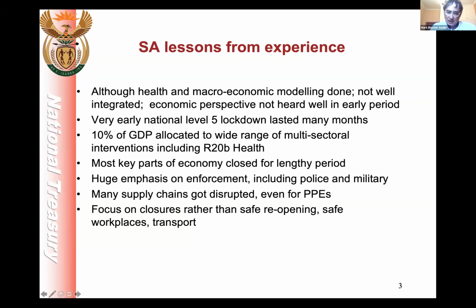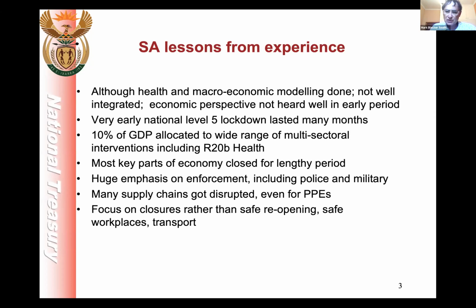So in South Africa, although both health modeling and macro modeling was done, they were not very well integrated initially. And the economic perspective particularly was not heard very well in the early period. And there was a lot of panic around the early days of COVID, and it led to a very early, very severe national lockdown at stage 5, which involved basically stay-at-home orders and lasted for many months. You couldn't even exercise outside your home.